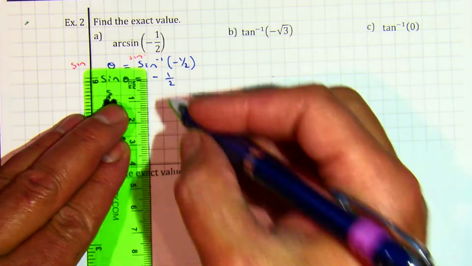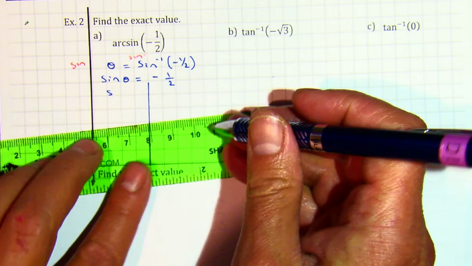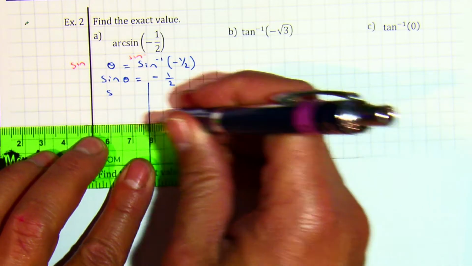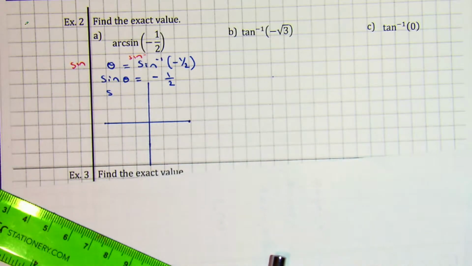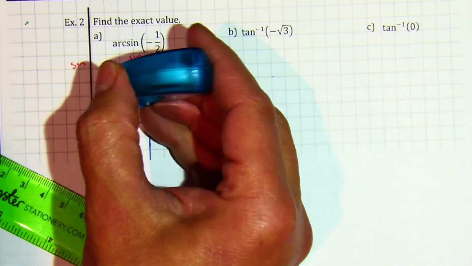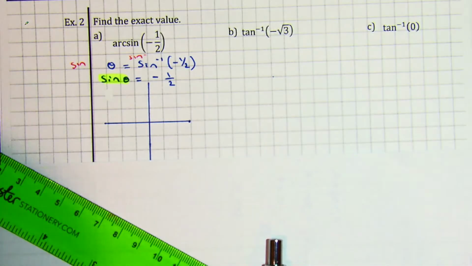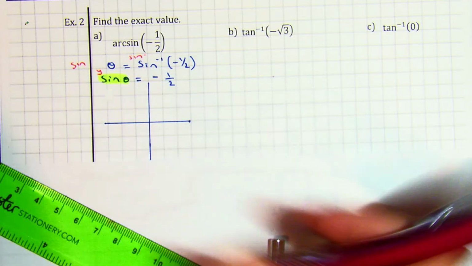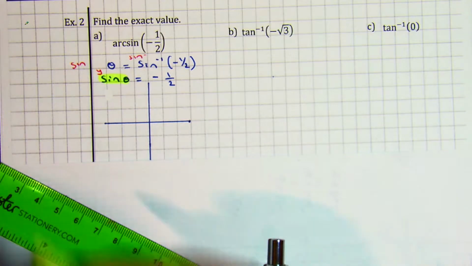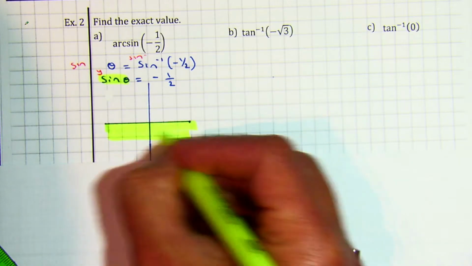So now I'm going to make it quick, a unit circle. And I'm looking for all the angles whose y value is negative 1/2. So let's see, sine are y values, and the y value has to be negative. So therefore, you'll be on the bottom quadrants, correct?